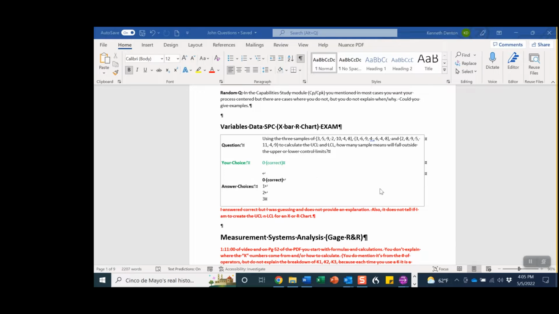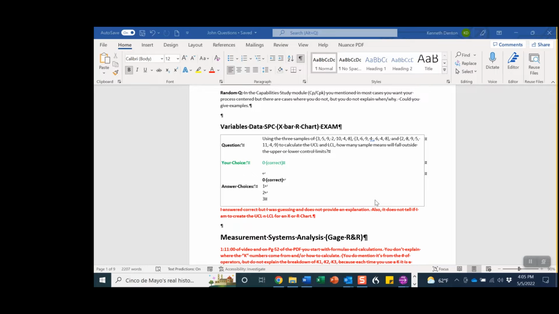Yeah, this is a test question that I could not get the answer to. All right, that one right there in the center. I answered it correct, but I was just guessing, and it didn't give a description as to how you calculate it.